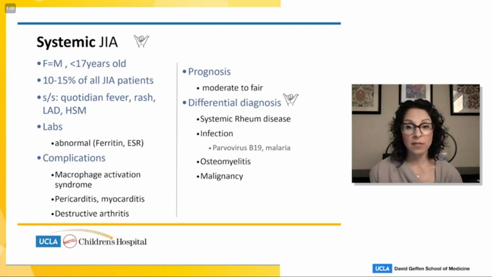So what's the differential diagnosis of systemic JIA? Well, it's definitely going to be your systemic rheumatology diseases, such as lupus. Infections, such as parvovirus, osteomyelitis, as well as malignancy.